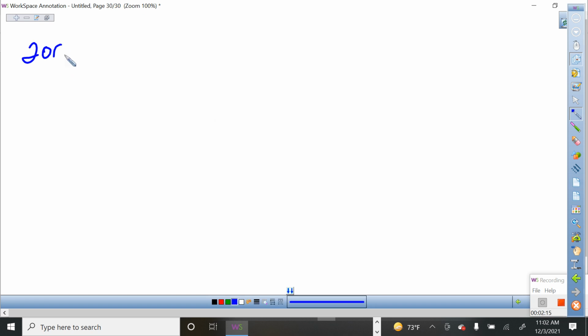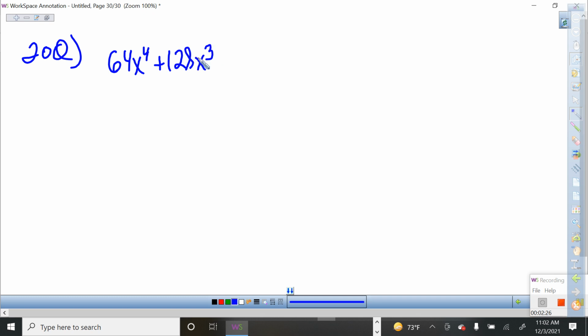Okay? On your blank sheet of paper, copy this. Example 20Q. We got 64x to the 4th plus 128x to the 3rd minus 8x minus 16.